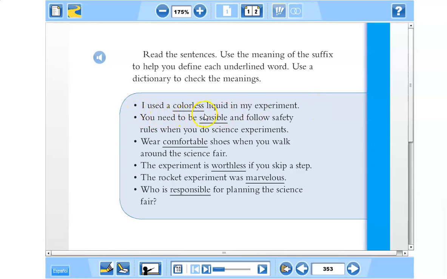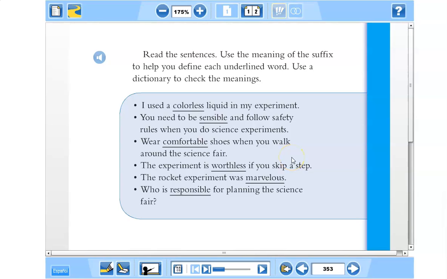I used a colorless liquid in my experiment. So you want to think to yourself, what does less mean? Less means without. And then the root word is color, so it would be without color. Then, you need to be sensible and follow safety rules when you do science experiments. So you want to look at the underlined word. It has ible on it, and we know ible is capable, and then the root word is sense, so it's capable of sense.